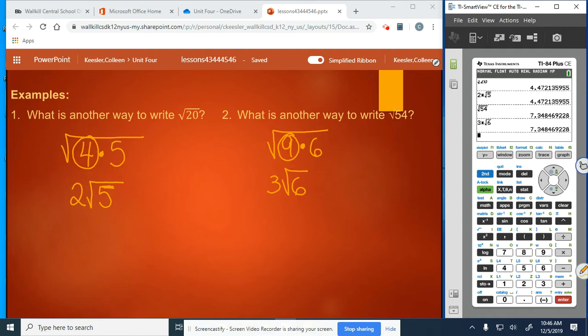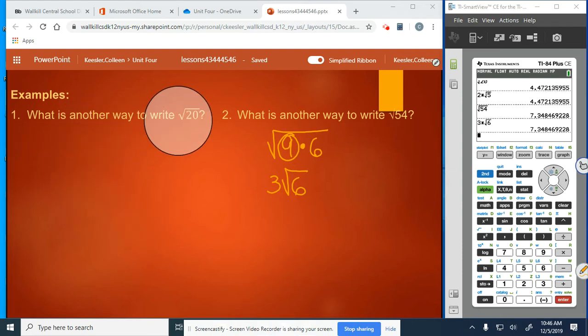Again, the only way that would be wrong is if it's not as further simplified as possible. So again, we know the 6 is as simplified as possible because it doesn't have a perfect square factor. All right, so let's see what we have next.